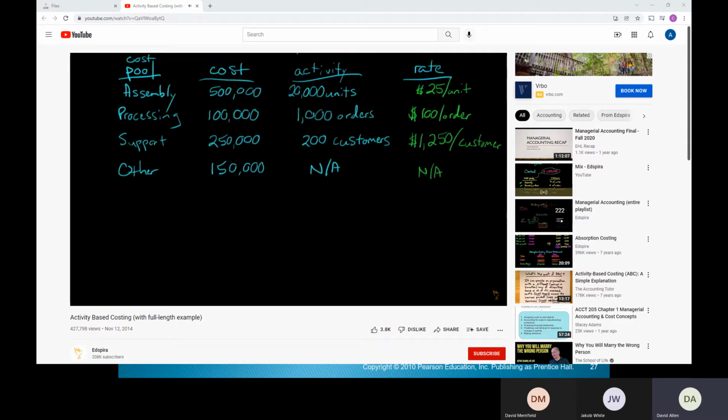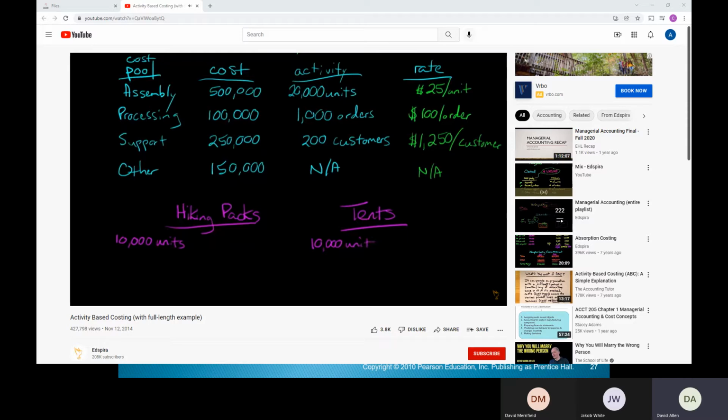So let's say we want to know the costs for the hiking packs division or product line, and then we've got the tents product line. Let's just assume that we sell 10,000 units of hiking packs, and we're going to sell 10,000 tents.